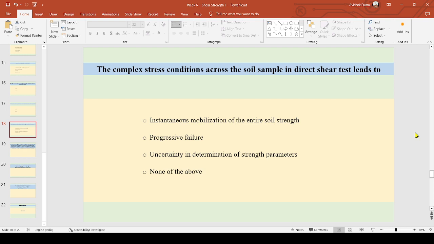I repeat the question. The complex stress conditions across the soil sample in direct shear test leads to, the options are, instantaneous mobilization of the entire soil strength. Option 2, progressive failure. Option 3, uncertainty in determination of strength parameters. Or option 4, none of the above. Next question.